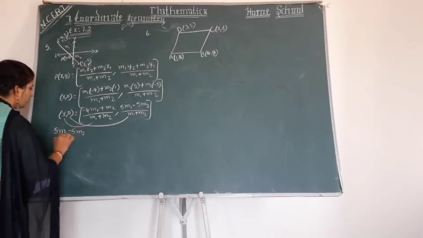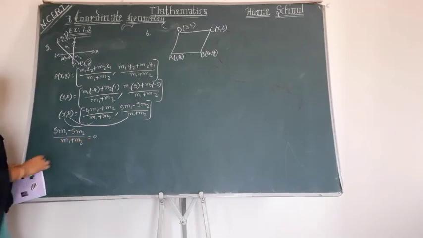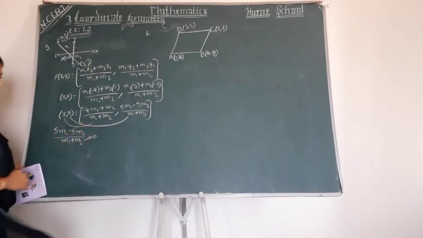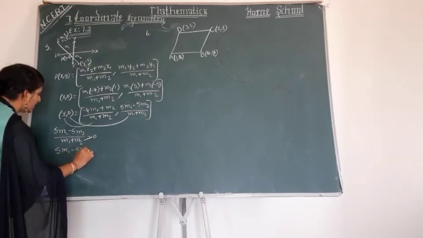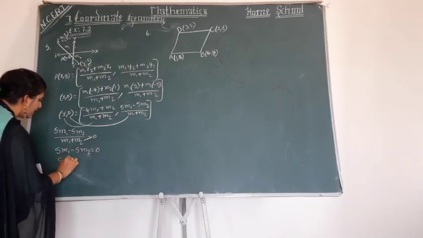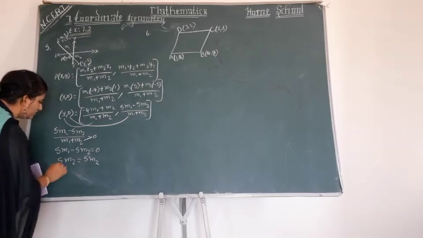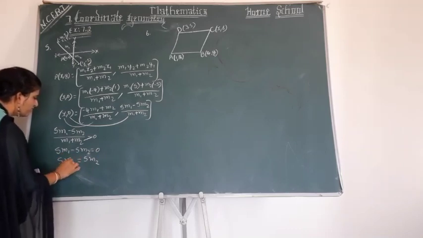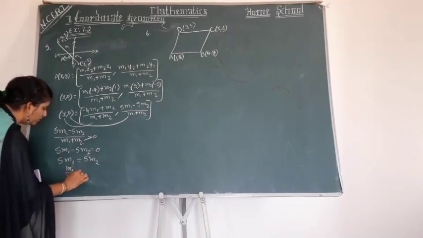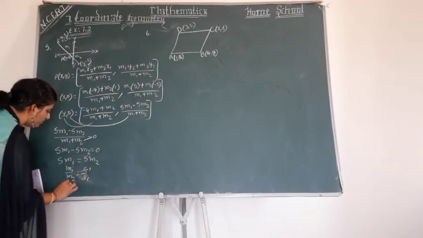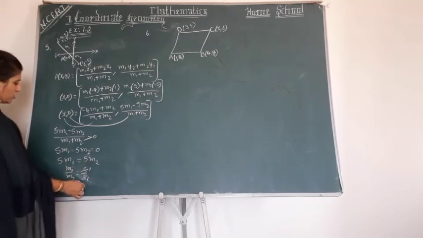5m1 minus 5m2 by m1 plus m2 is equal to 0. Send the denominator to this side. What happens? 0 into anything will be 0. 5m1 minus 5m2 is equal to 0. Send 5m2 to that side; negative goes to the other side and becomes positive. So this will be 5m1 is equal to 5m2. m1 by m2 is equal to 5 by 5, that is 1 by 1. What is your m1 is to m2 ratio? 1 is to 1. So you got m1 and m2.